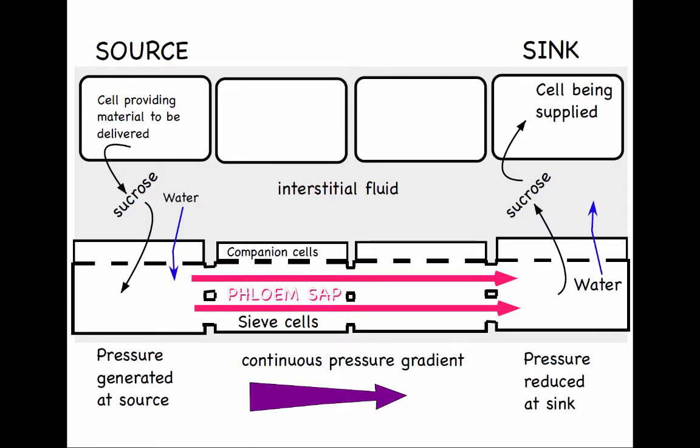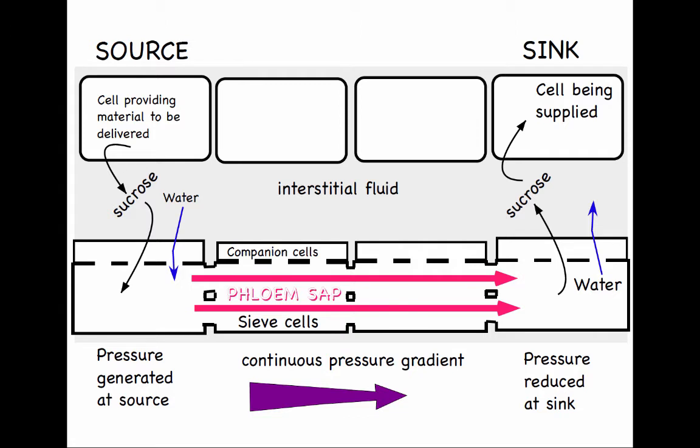Here's the 212 cartoon of this process. There are locations within the plant that are, at any given time, source or sink. A source is either a set of cells that are making a lot of sugar or a set of cells that have stored quite a bit of sugar. They have to have enough sugar to actually load the phloem.